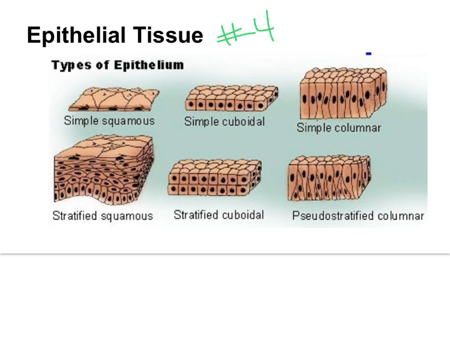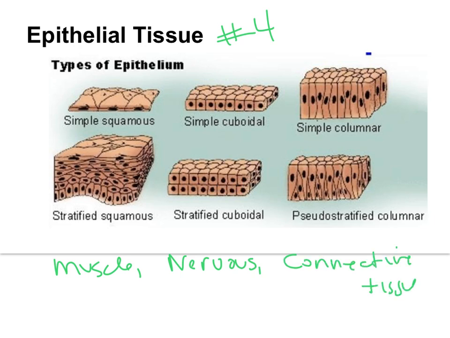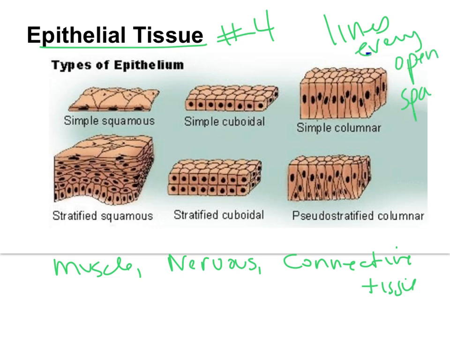So let's see, we've had muscle tissue, we've had nervous tissue, we have had our connective tissue, and now this is our last type of tissue. This last type of tissue is called epithelial tissue. Epithelial tissue is the tissue that lines every open space in our body. So it is in our skin, but it also lines openings, like the opening of our mouth, the opening of the vagina, the opening of, for example, your circulatory system, the blood vessels there.